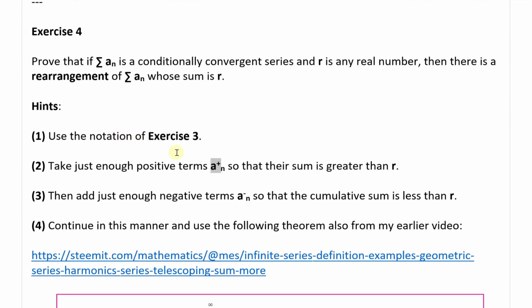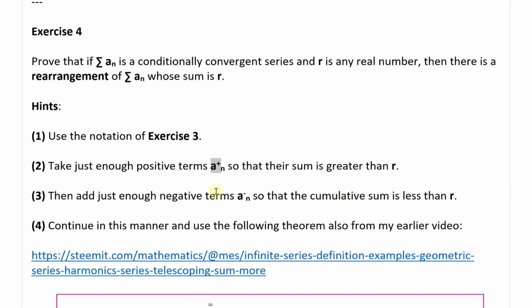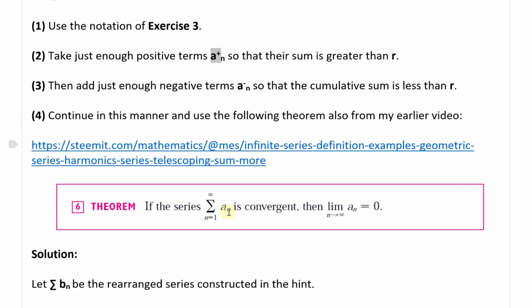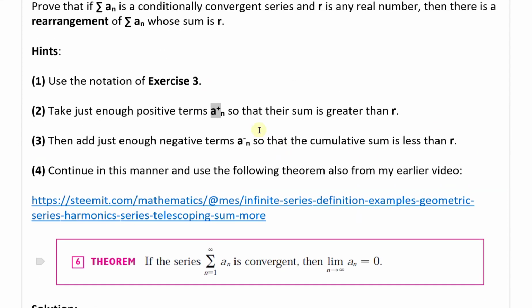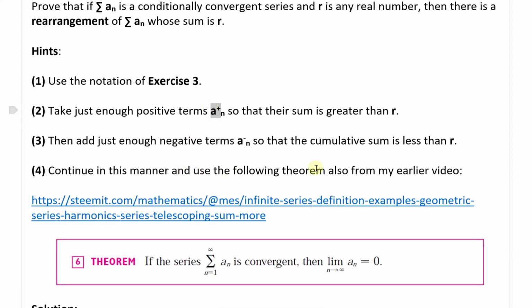And as you can see, what this pretty much shows is that we can just take the positive terms greater than R, then take the negative terms to make the whole sum cumulatively less than R. So we swing back and forth, but then the terms an are going to 0. So as you're taking larger and larger values, it's going to go to 0. So it's going to be pretty straightforward that you can do this. So continue in this manner and use this following theorem.